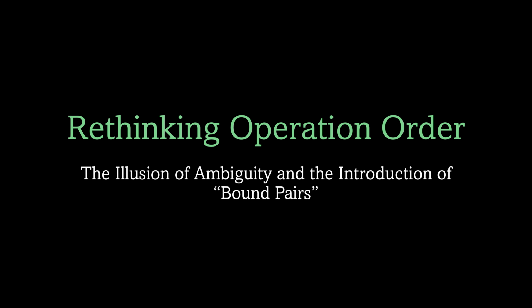In this video we're going to be taking a look at a new perspective on operation order. We're going to be observing what I consider a sort of illusion of ambiguity when it comes to operations, and we're going to introduce a new concept which I call bound pairs in order to resolve this ambiguity. So let's just quickly talk about the order of operations.